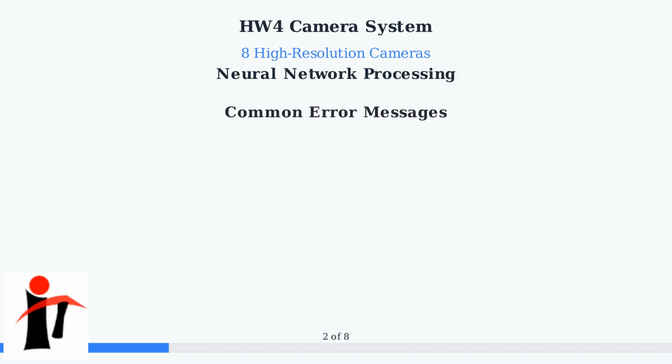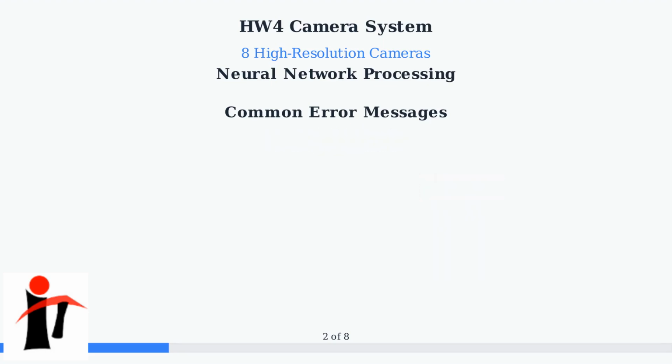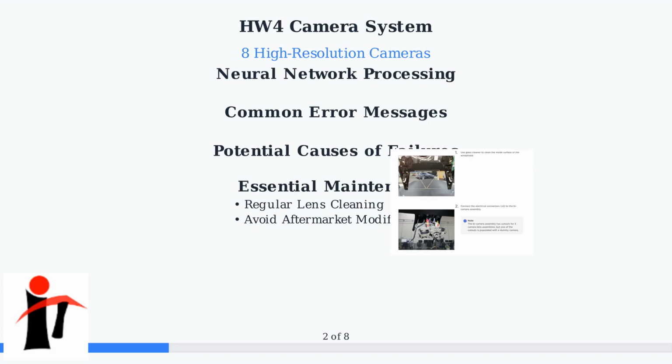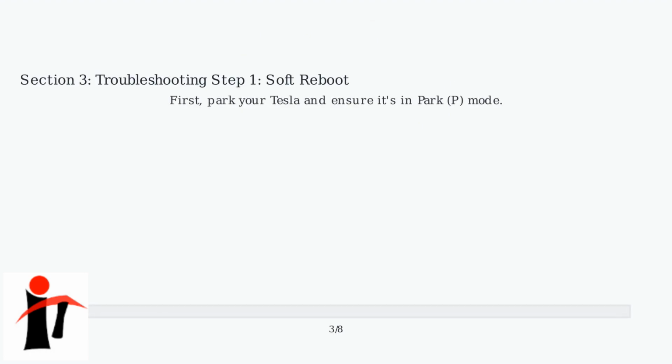When issues occur, you might see error messages such as "cameras not calibrated" or "vision system offline" displayed on the vehicle's screen. Camera failures can result from several factors, including calibration issues from misalignment, environmental interference like heavy rain or mud, or rare hardware defects in the camera modules. To maintain optimal performance, regularly clean camera lenses to remove dirt and debris, and avoid aftermarket modifications that could affect aerodynamics or sensor alignment. The first and often easiest fix for Tesla HW4 camera issues is a soft reboot.